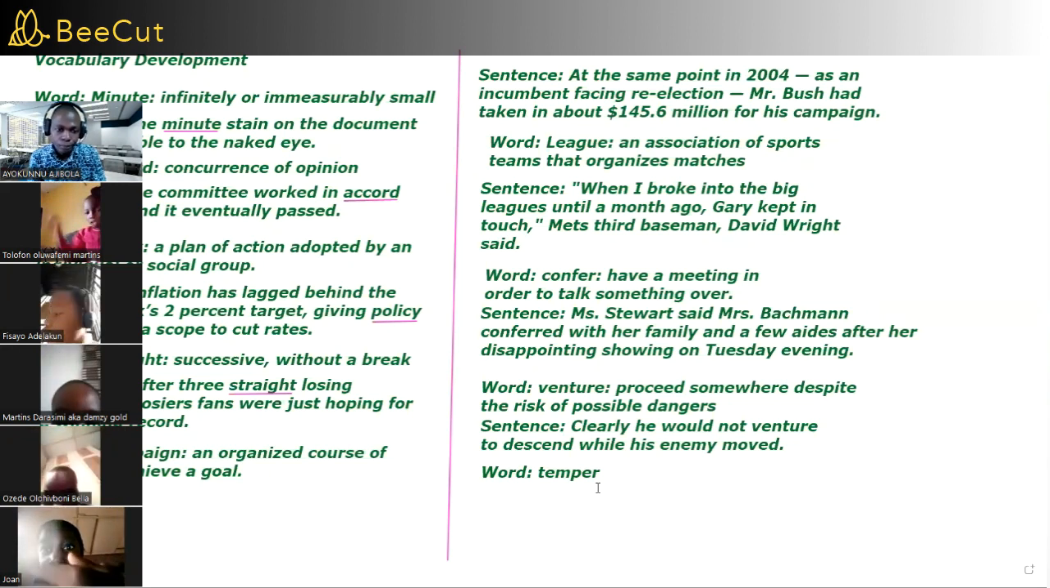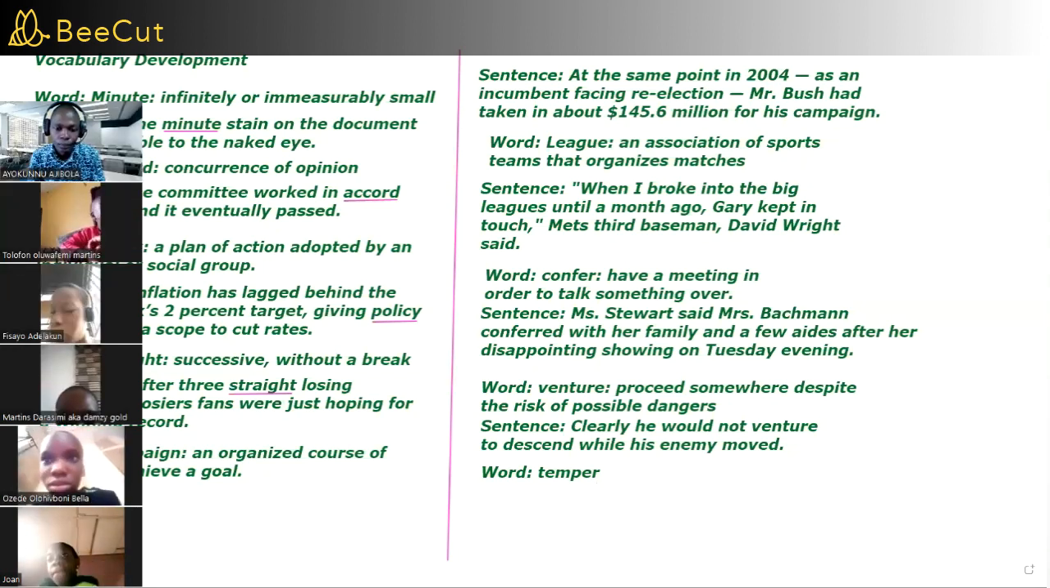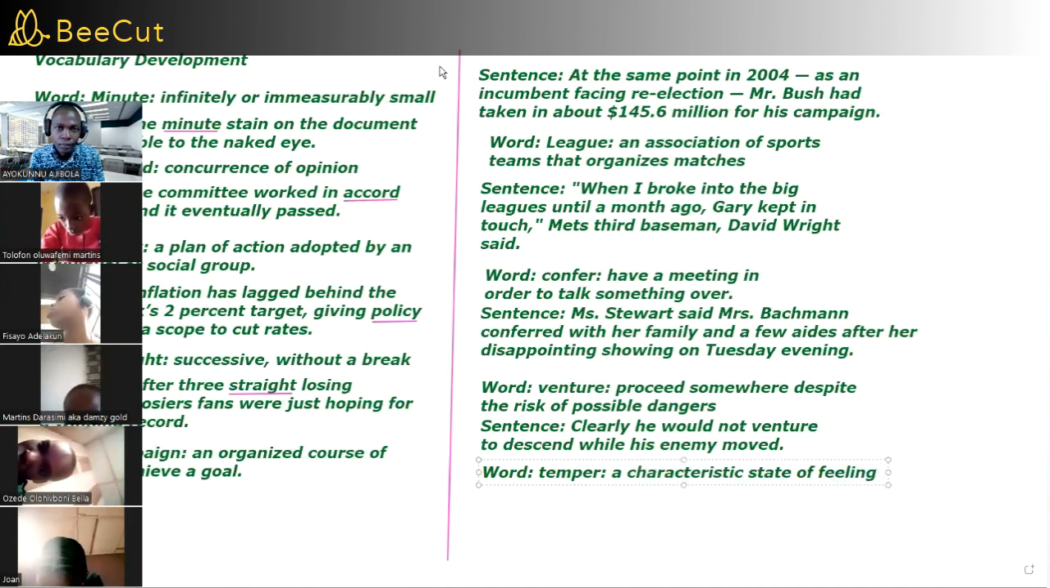So temper, it's talking about your state of feeling, your characteristic. Characteristics of a state of feeling. How you are feeling, that's temper. It's about your temperament. So let's look into the chat. So temper is a characteristic state of feeling. So whether you're hot temper or cool temper.